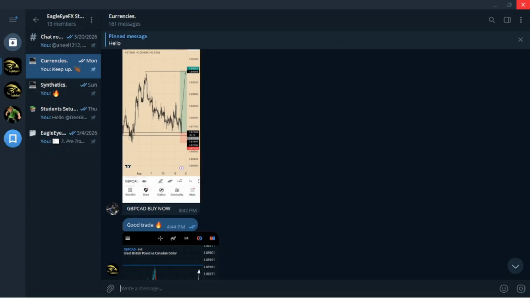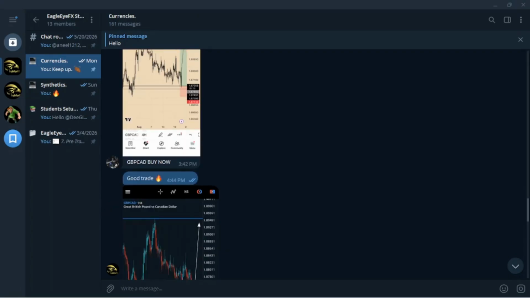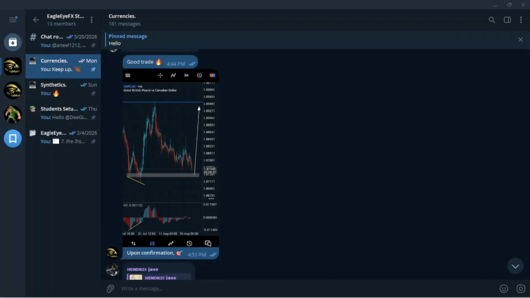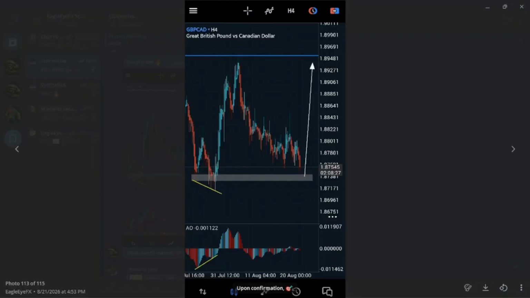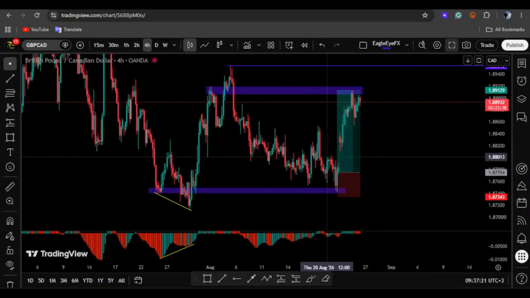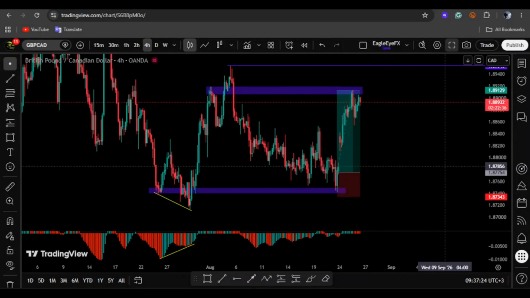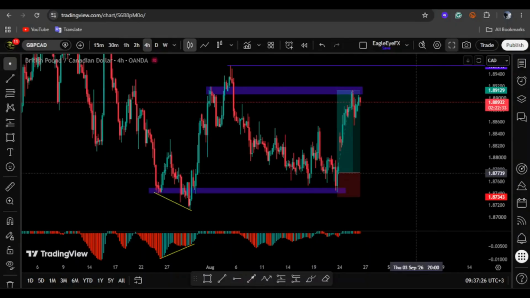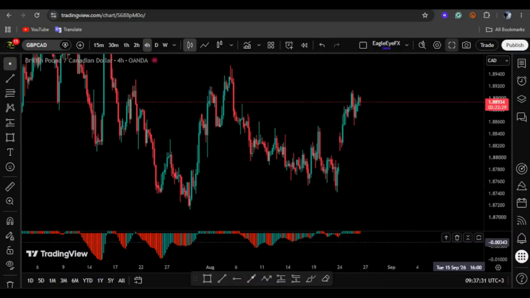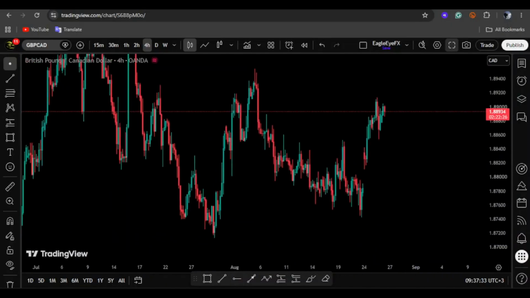Then of course I had to step in, and yes, I said upon confirmation we go in. So this is the setup, you can see. So upon my confirmation, we were looking to go in, and guys, look at how it actually played out. Yeah, so this is a trade, and I want to give you a breakdown of how this would have been taken easily. So let me first of all remove all of this. We can even remove that so that we can see the market.